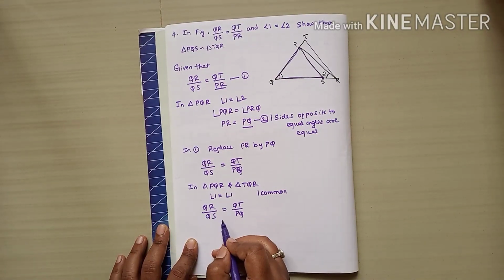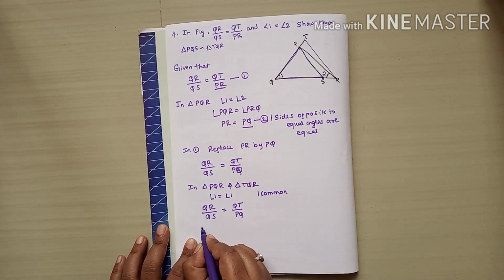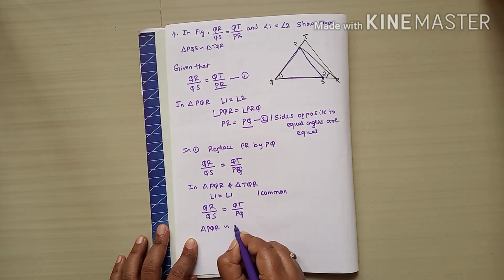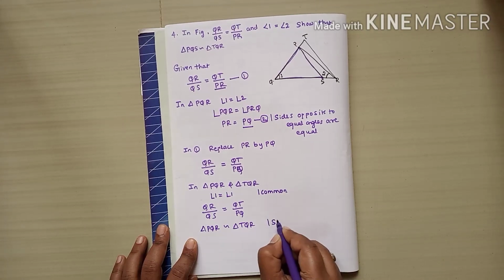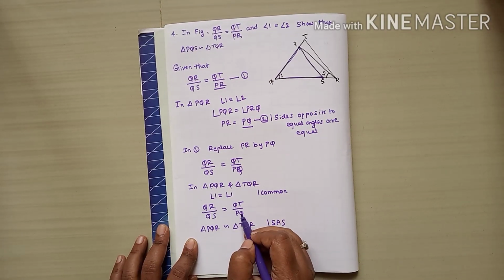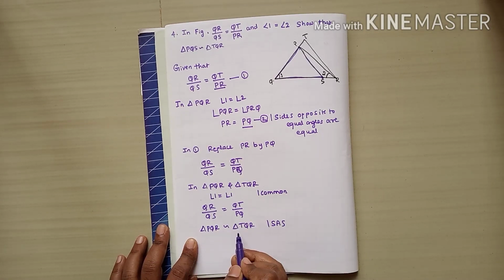Therefore, by SAS criteria, we can say that these two triangles are similar. Triangle PQR is similar to triangle TQR by SAS. By side, two sides are proportional and one angle is equal. By SAS, we can say that these two triangles are similar.